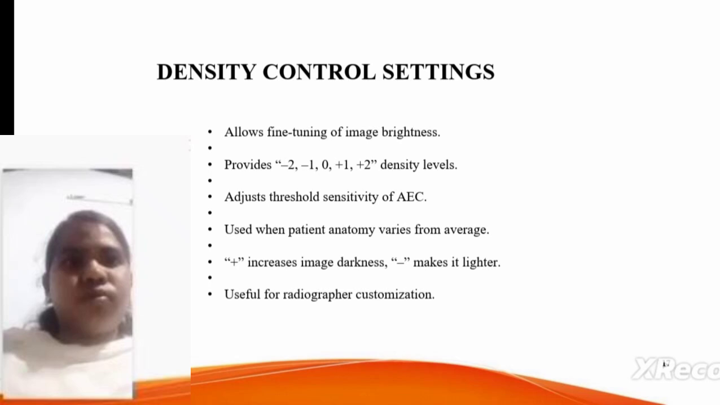Density control settings allow fine tuning of image brightness. They provide -2, -1, 0, +1, +2 density levels, which adjust the threshold density of automatic exposure control. Plus means increased image darkness and minus means lighter. Useful for radiograph customization.